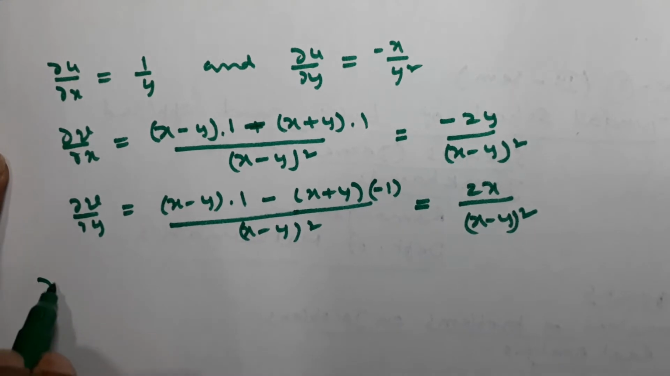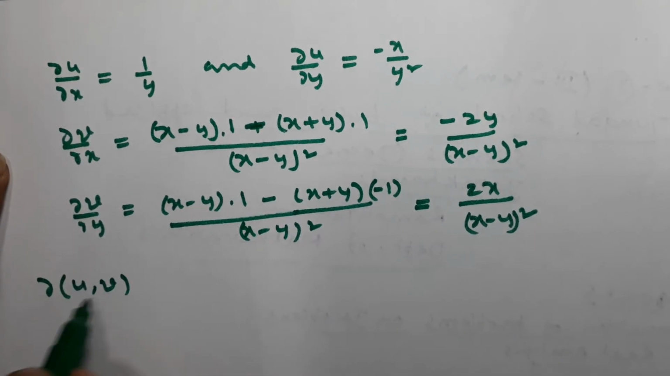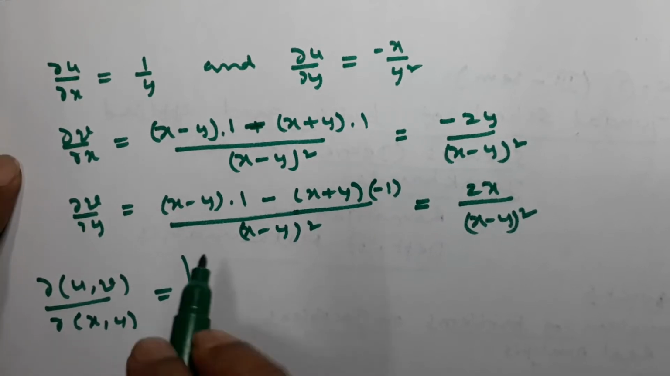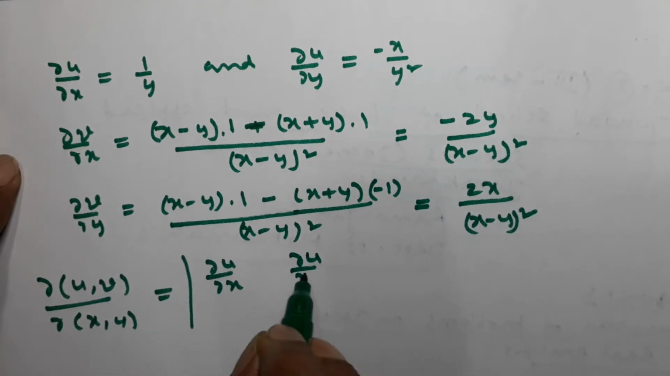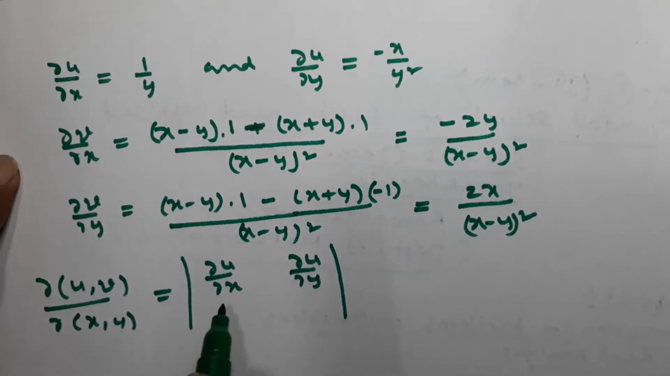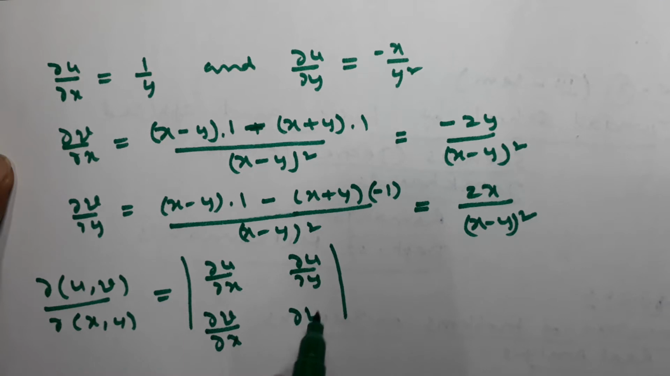So now the Jacobian, dou of (u, v) divided by dou of (x, y), is the functional determinant. The Jacobian of order 2 is the determinant where the first row is the differentiation of u with respect to x and y, and the second row is the differentiation of v with respect to x and y, that is dou v by dou x, dou v by dou y.